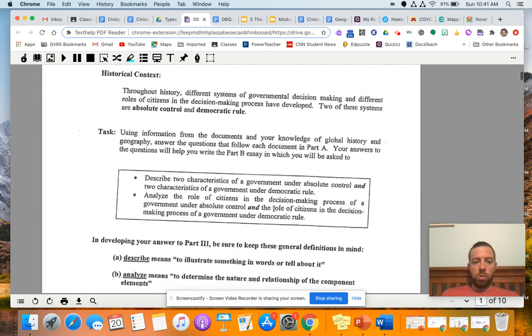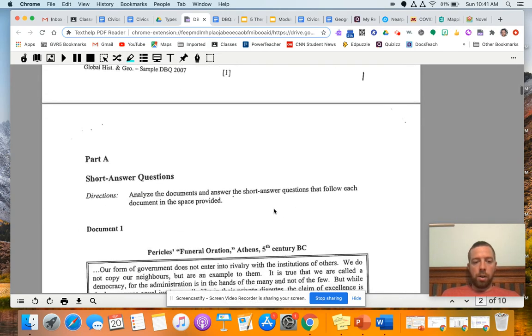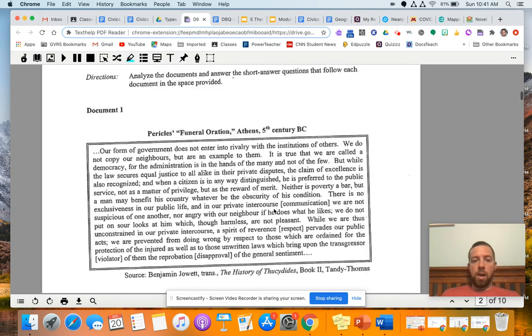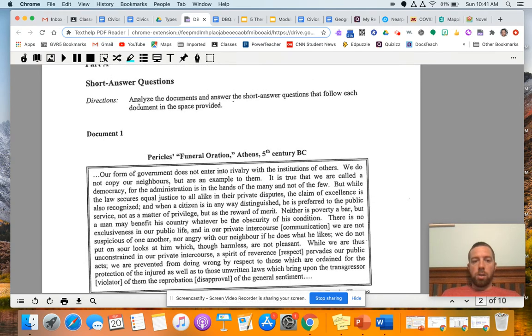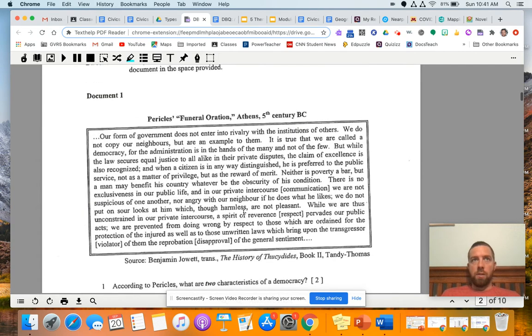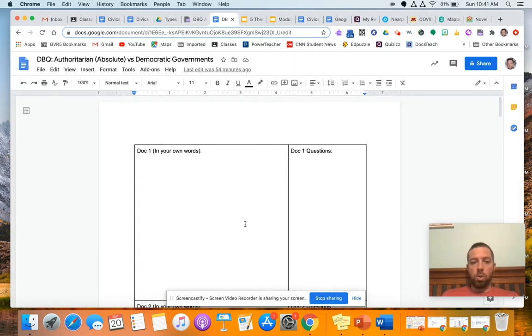Let's skip the rest because we'll get to that part later. But Part A, which is this whole document, document 1, says to analyze the document and answer the short questions that follow each document in the space provided. We're not going to answer the questions today, but we are going to focus on annotating and putting these documents into our own words over here in our Google Doc.